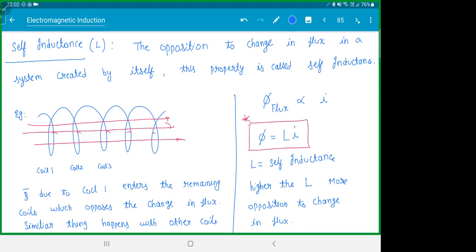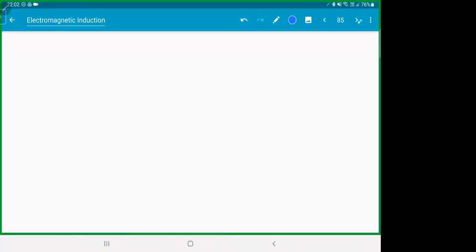Clear? Now, once you've got the self-inductance, any doubts on this page? Can I turn it? So flux is equal to Li. From Faraday's law, we know EMF is minus d phi by dt. Now listen carefully here. This is something most people ignore. This is minus d(Li)/dt. This is minus L di/dt.